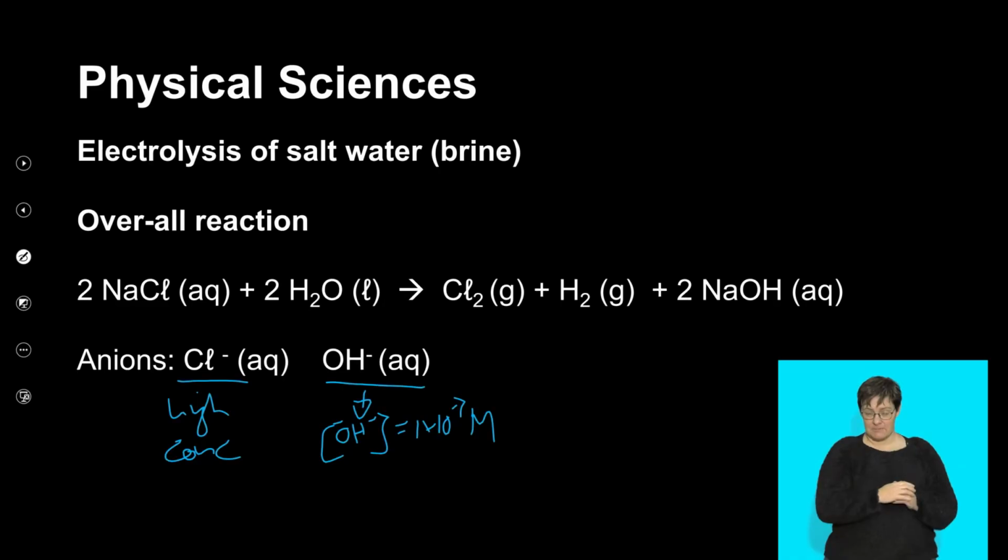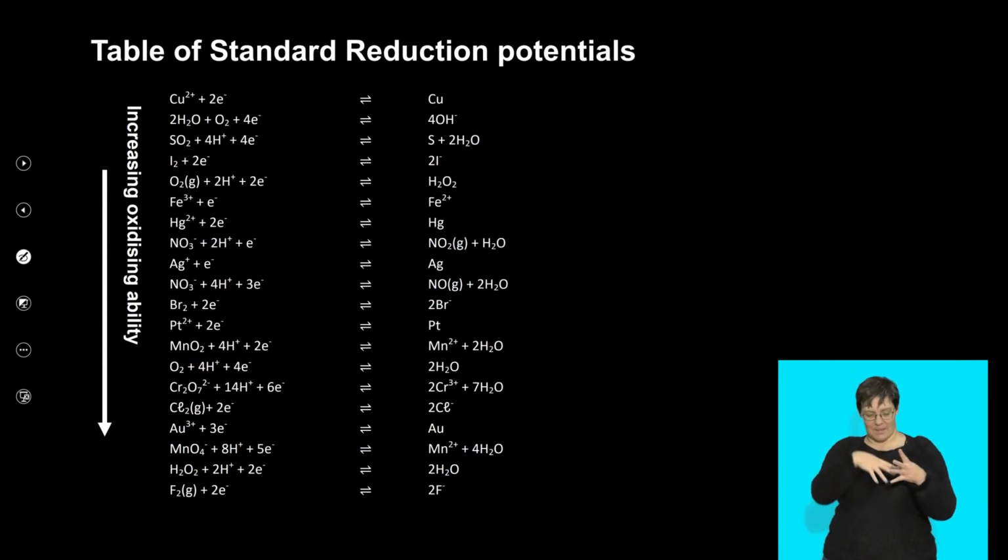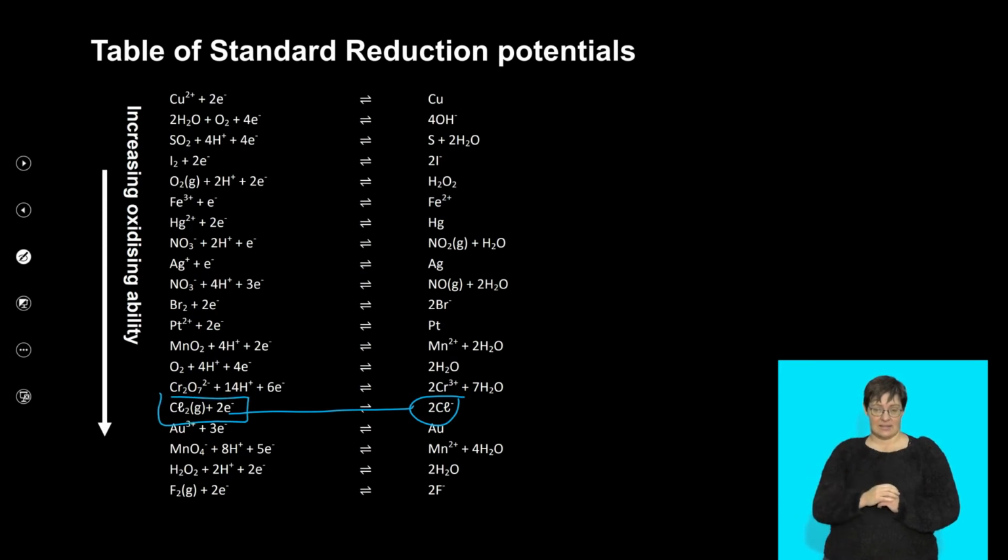So when we do our selection on our table, we're going to say chloride ions are going to form the chlorine gas. And if we look at that reaction, you'll see there's a loss of electrons. So that is happening at the anode.